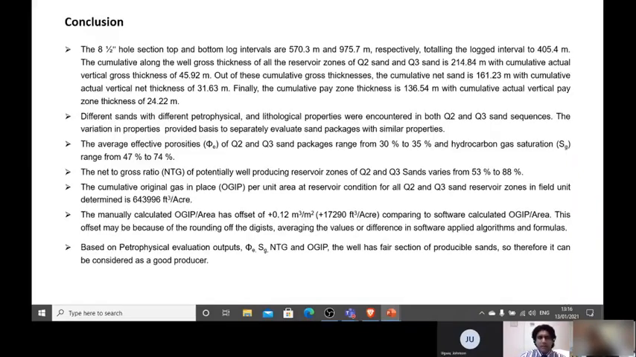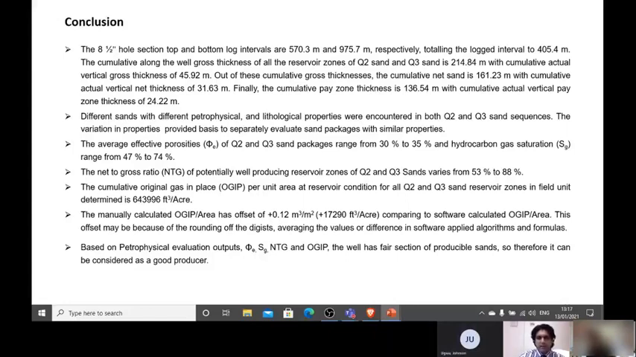Conclusion. After applying the appropriate cutoffs, the cumulative actual vertical pay zone thickness is 24.22 meters. The variation in physical and lithological properties provided basis to evaluate zones separately. The average effective porosities range from 30 to 35%, whereas the average gas saturation ranges from 47 to 74%. The net to gross ratio ranges from 53 to 88%.